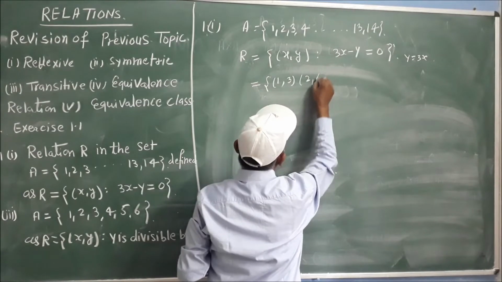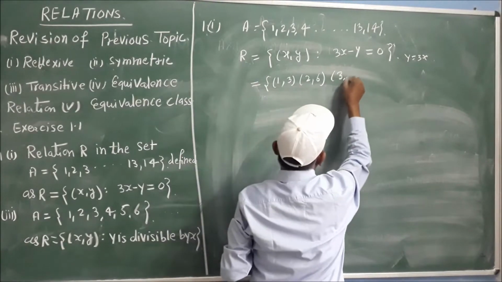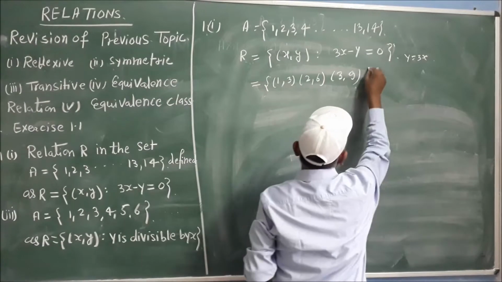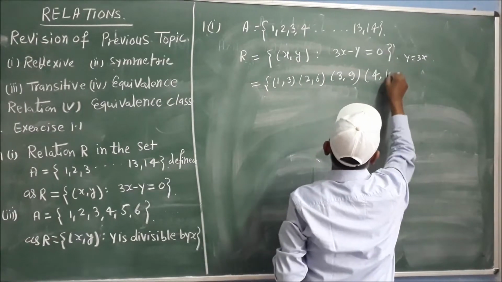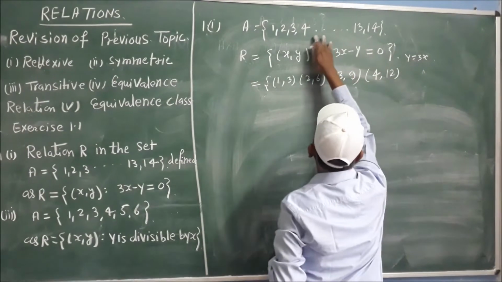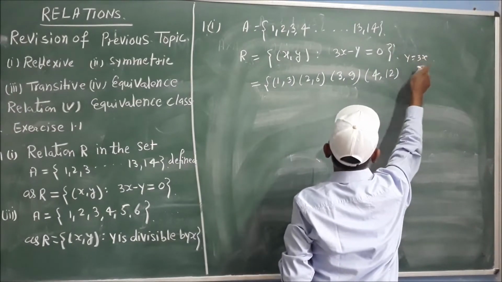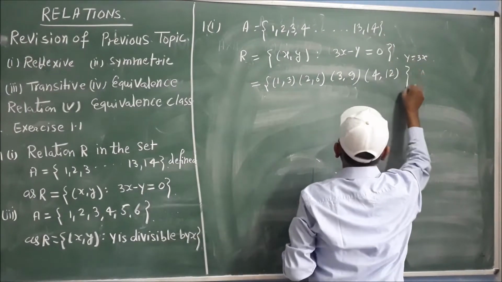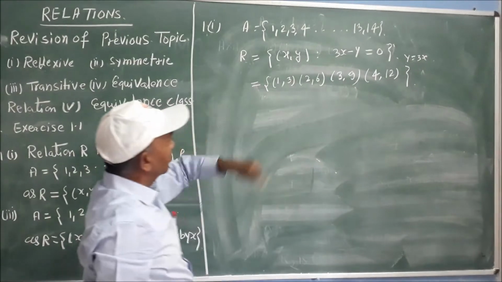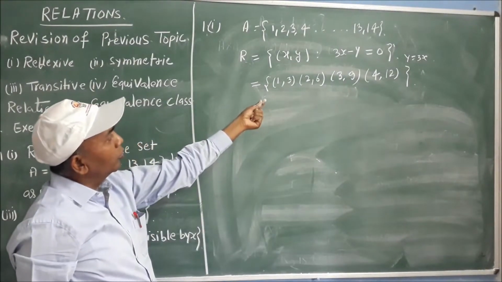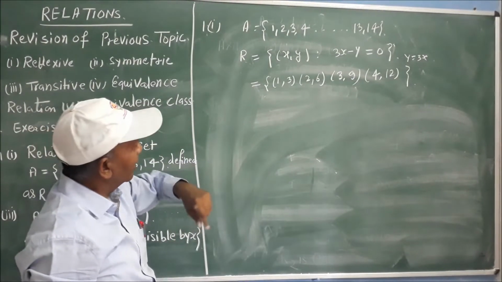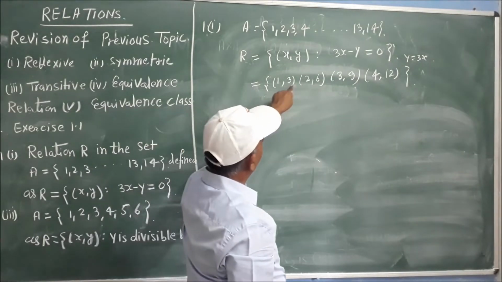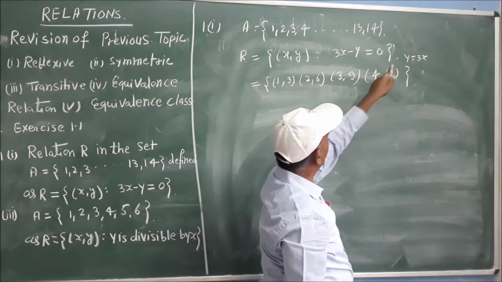3 into 2, 6. And x is equal to 3, y must be equal to 9. X is equal to 4, y must be equal to 12. And x is equal to 5, y must be equal to 15, which is not in this set. So your elements of R will be like this: (1,3), (2,6), (3,9), (4,12). Watch here. These elements y will be 3 times of x.